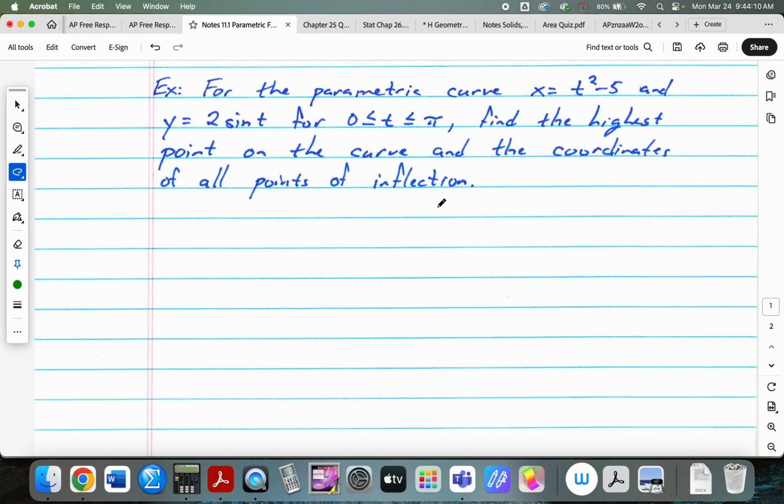For the parametric curve x equals t squared minus 5 and y equals 2 sine of t, on the interval from 0 to pi, find the highest point on the curve and the coordinates of all points of inflection. So we're not just finding the first and second derivative, we're actually applying them on these problems. So to find the highest point on a curve, well, we want to find the maximum value of y.